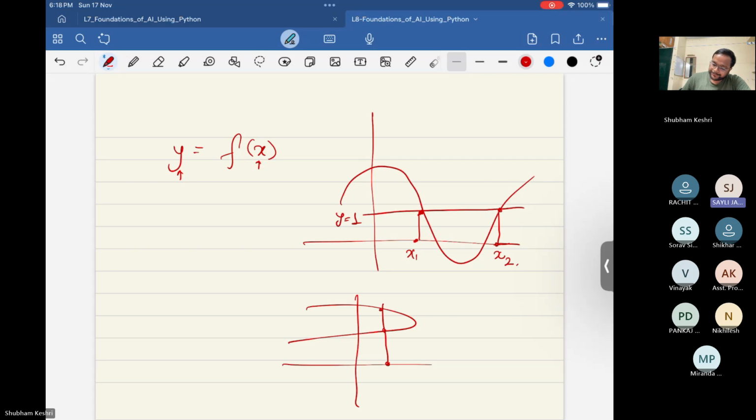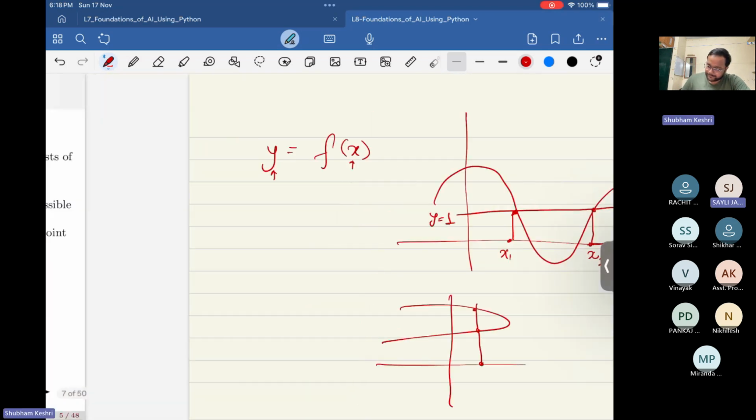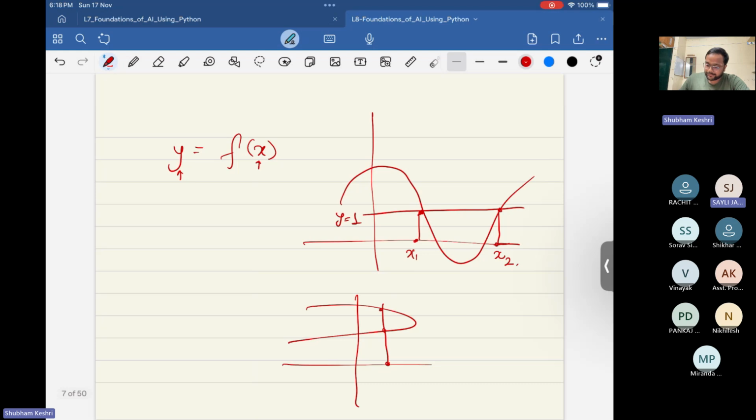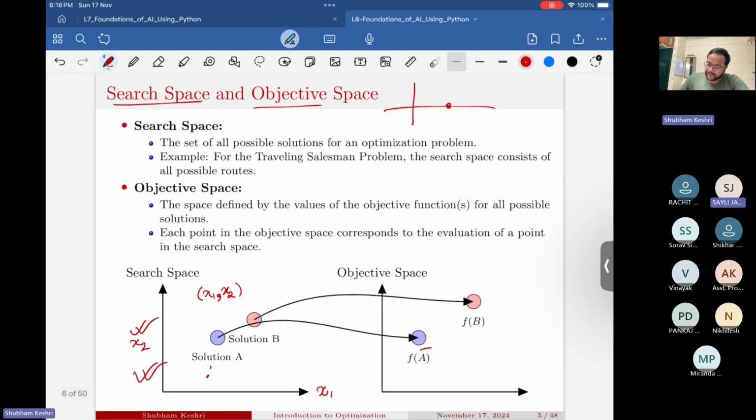Will you please show me the definition of search space, please? The previous slide, where the definitions were written. I have not written any definitions here. These are just descriptions. If you want definitions, then I'll have to give you more resources. What I've written is that the search space is the set of all possible solutions of an optimization problem. For the traveling salesman problem, the search space consists of all possible routes. So solution A can be one route, solution B can be another route, solution C can be another route, and so on and so forth.